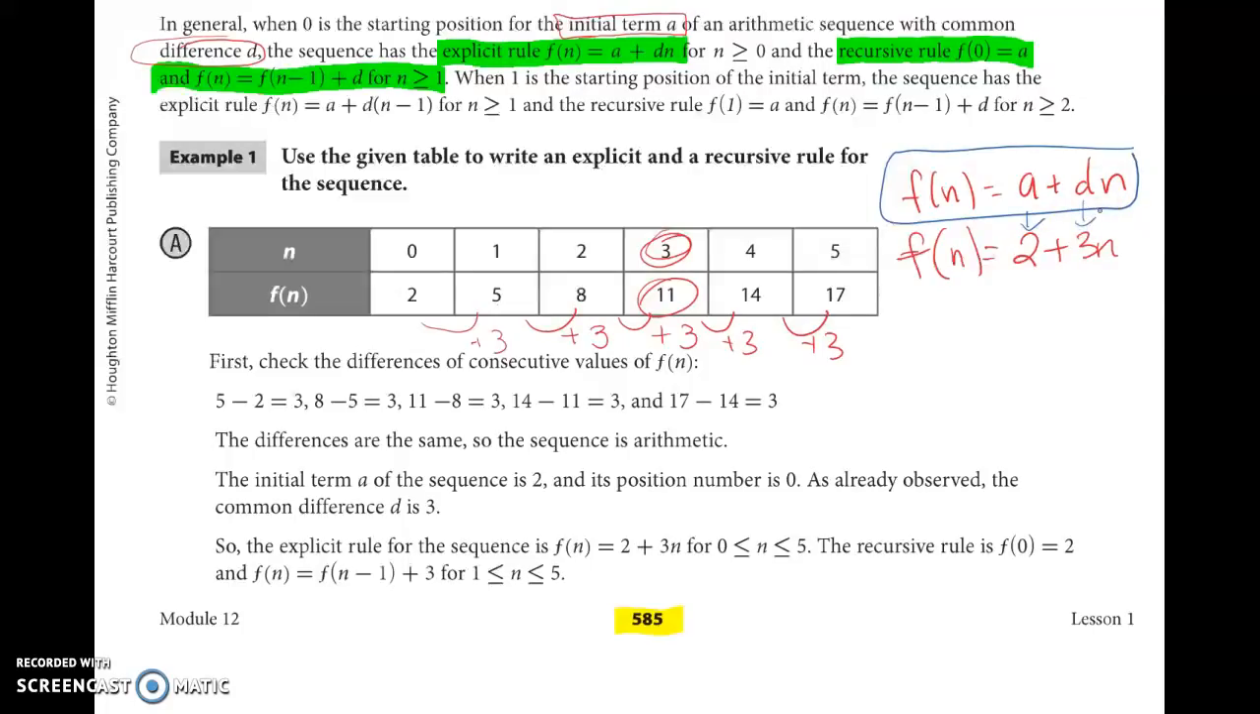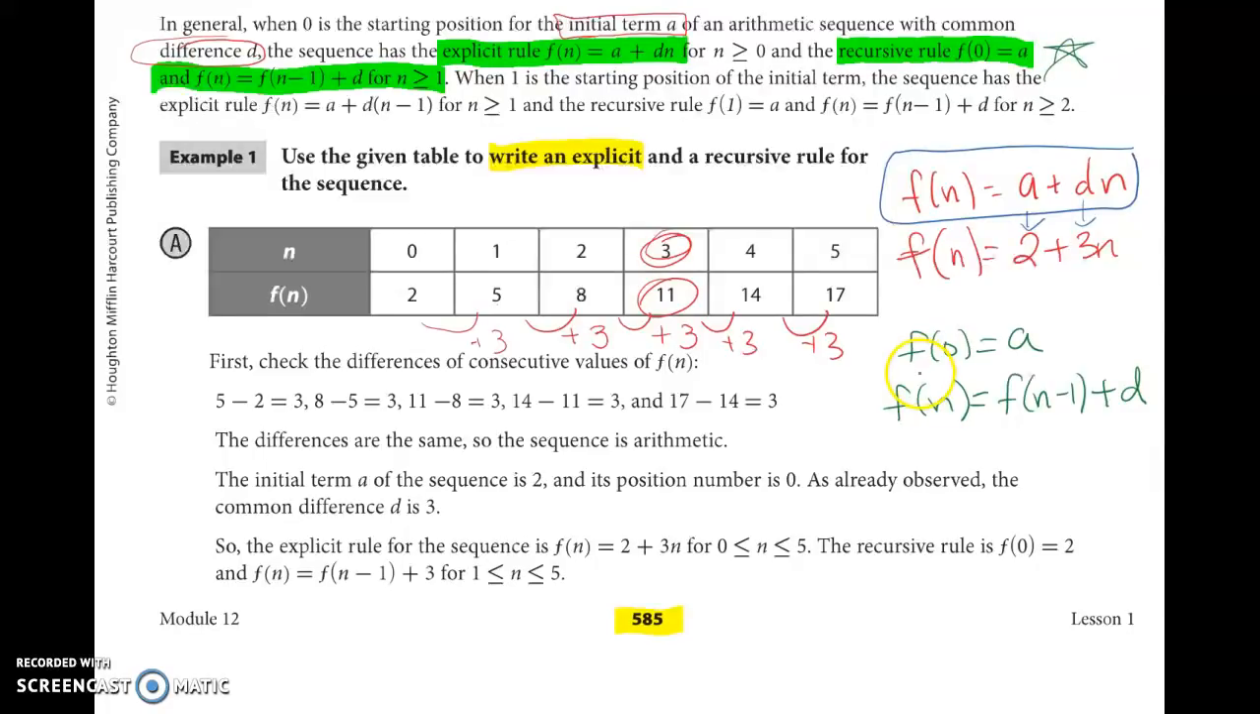Now, what about a recursive rule? Because so far we've only done the explicit. What's the recursive rule? If I write the recursive rule, I have f of 0 equals A, and f sub n equals f of n minus 1 plus d. This is the rule that we highlighted in green up here. So let's go ahead and fill this in.